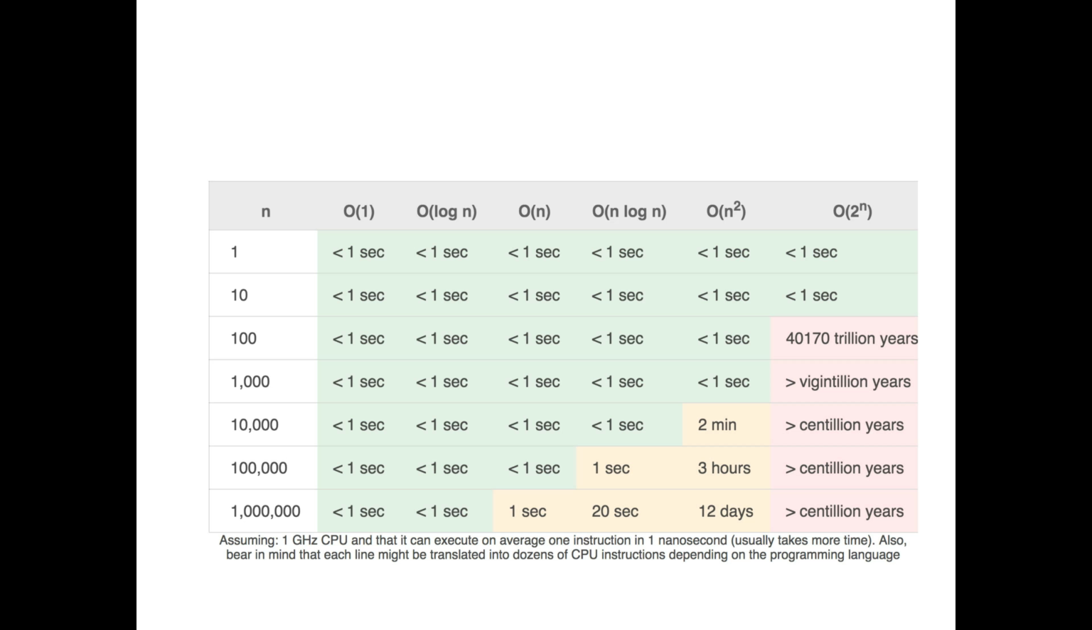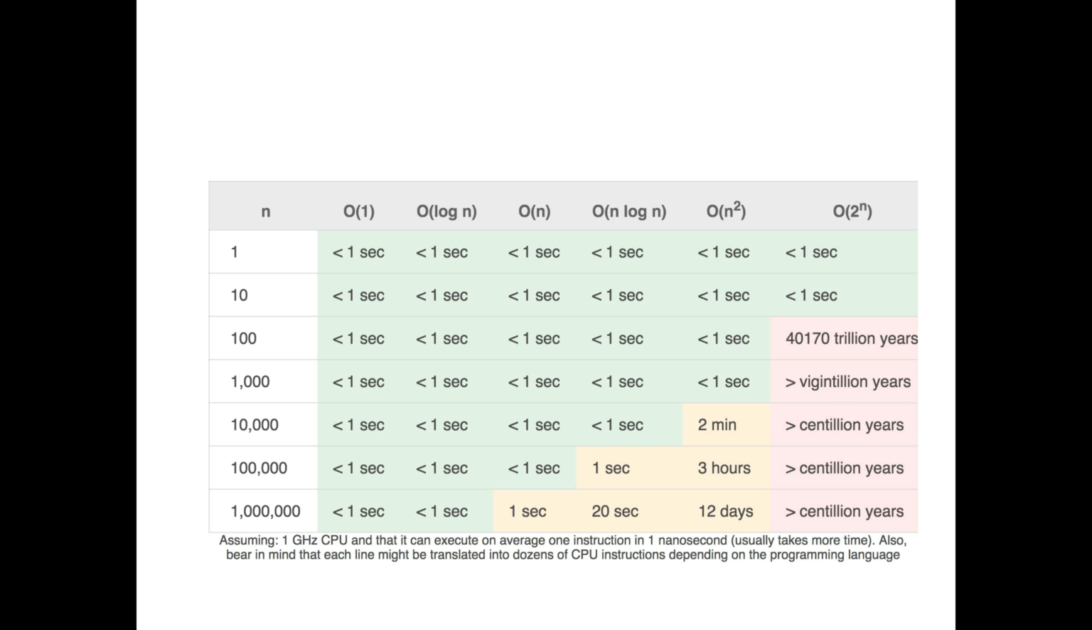you'll run into something that takes a long time very soon, right? If it's exponential time, which is the last column here, you're doomed as soon as you hit like 100 elements. But in terms of logarithmic time, it is still good, even if your input is a million, right?